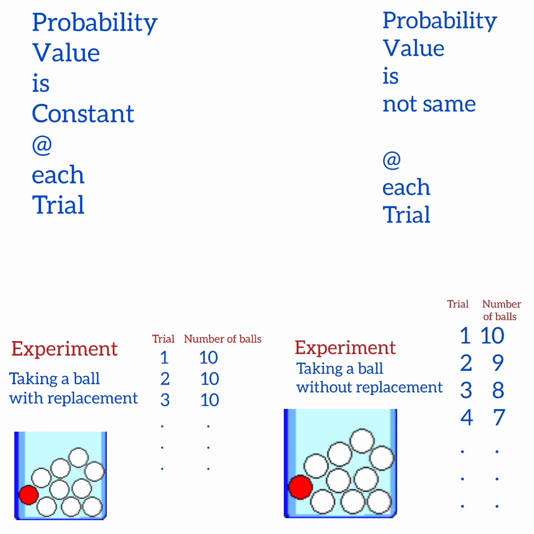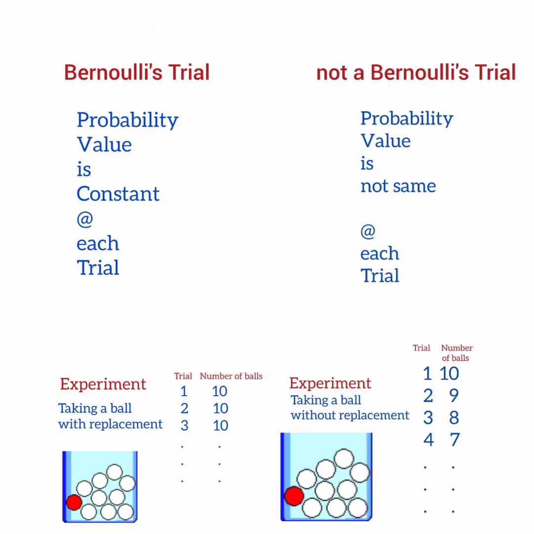But in the without replacement case, the total number of balls itself changes, 10, 9, 8, so it is reduced each time. Therefore, the respective probability values also will change. Those values are not the same at each trial. Hence, this without replacement case is not a Bernoulli's trial.